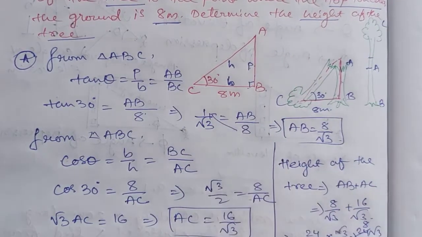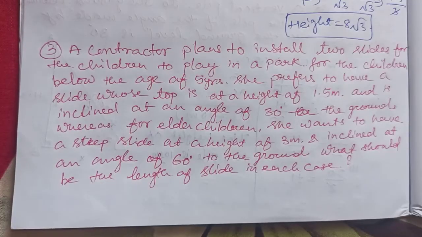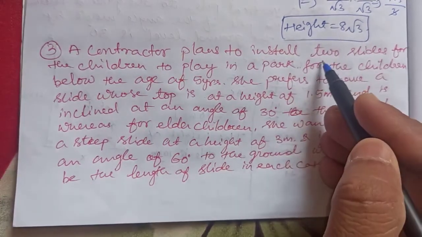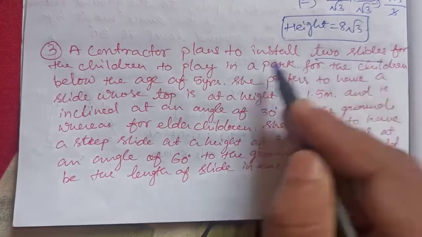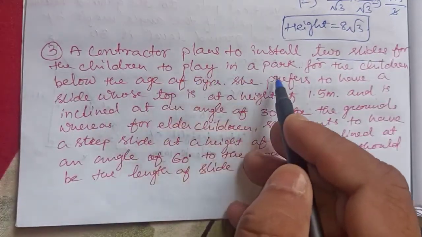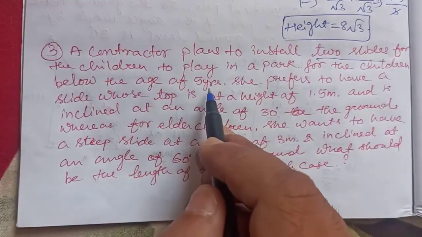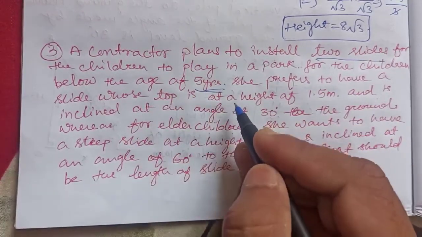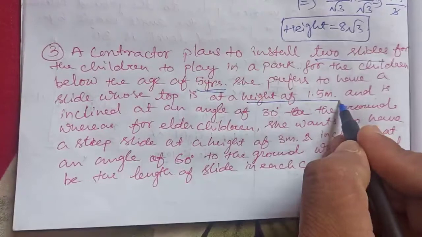Okay, next question. Now the third question. In the third question it is given that a contractor plans to install 2 slides for the children to play in a park. For the children below the age of 5 years, she prefers to have a slide whose top is at a height of 1.5 meters.